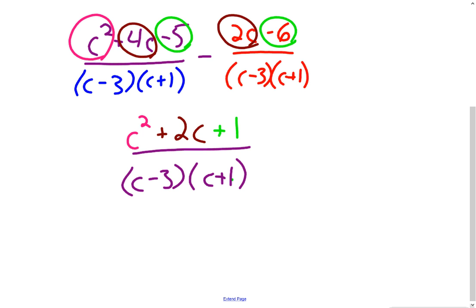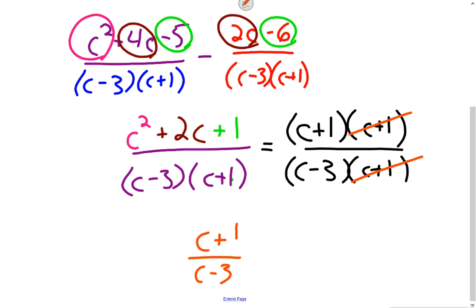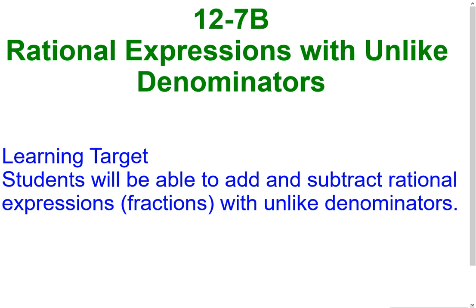Some would look at that and go, I'm done. But remember, we always should look to see if we can factor. And if I look at this numerator, I see that I can factor the numerator as c plus 1 times c plus 1. That's still all over c minus 3, c plus 1. And the reason that we want to do that is because now we see that our c plus 1s will divide out. And all we're left with is c plus 1 in our numerator and c minus 3 in our denominator when we subtract those two original fractions. And that's going to conclude my lesson on adding and subtracting rational expressions.